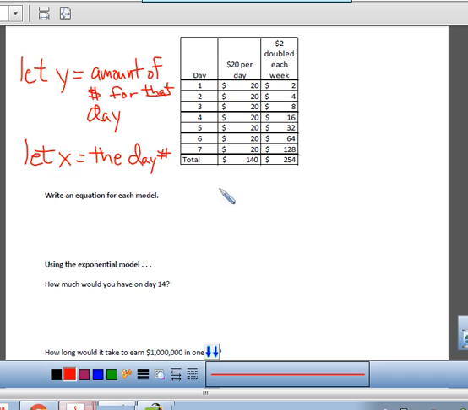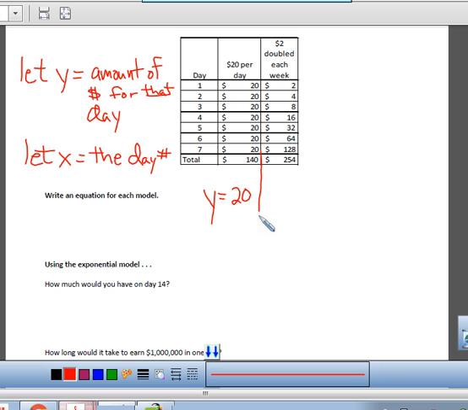Alright, so an equation for this first one is just simply y equals 20. It doesn't matter the number of the day, because no matter what the day number, you get $20. On day 7, you get $20. On day 100, you get $20. On day 1, you get $20.